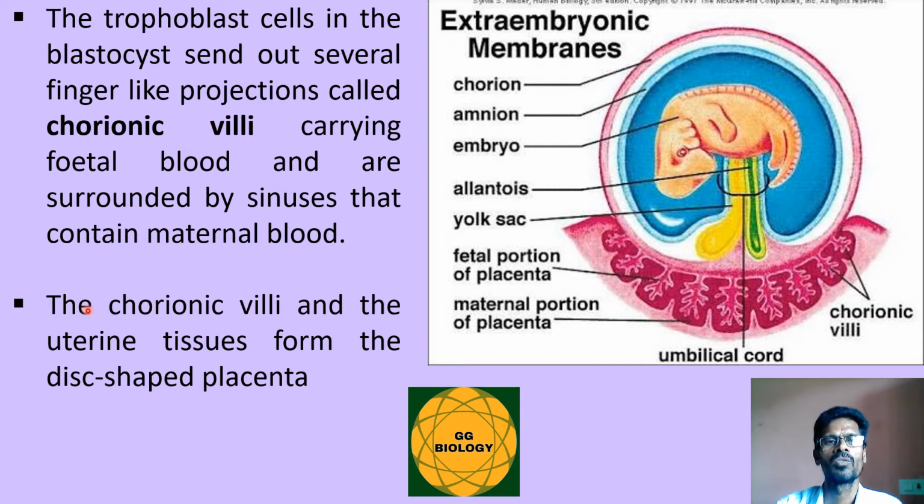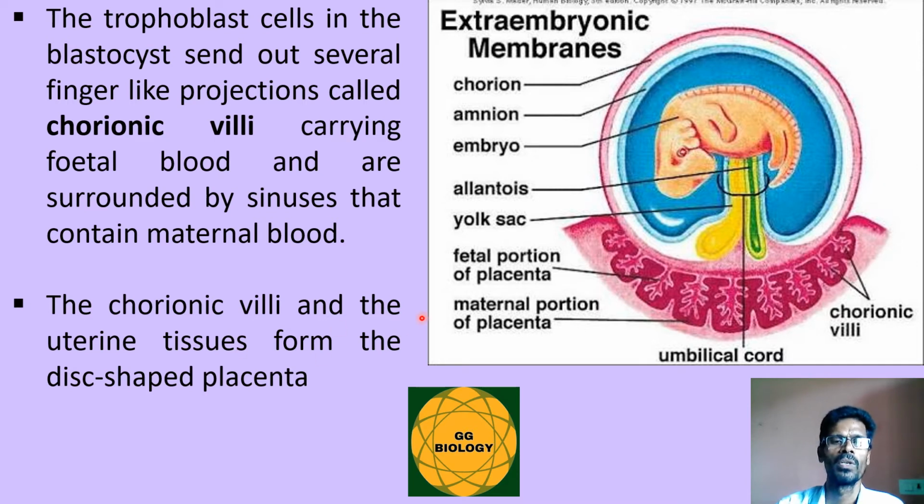Already we know the blastula has certain trophoblast cells peripherally. These trophoblast cells of the blastocyst send out several finger-like projections called the chorionic villi. The chorionic villi are formed from the trophoblast of the blastocyst. They carry fetal blood, and this fetal blood is surrounded by sinuses that contain the maternal blood, in the sense the mother's blood.